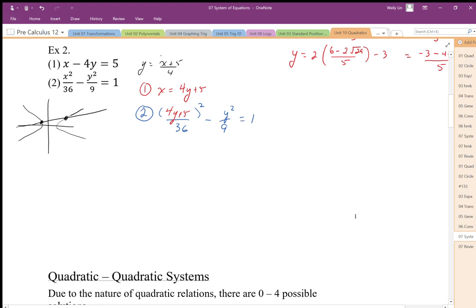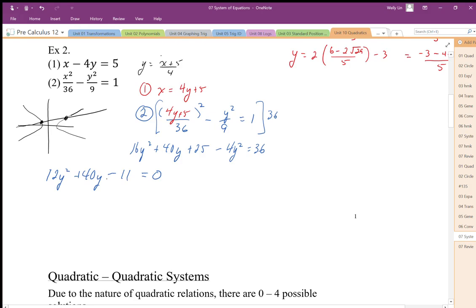So I want to get rid of these fractions, so I'm going to multiply everything through by 36 first. So I end up with 16y squared plus 40y plus 25 when I do the FOIL there, minus, if I multiply y squared over 9 by 36, I'm going to get 4y squared. That's equal to 36. So combining my like terms, I'm going to end up with 12y squared plus 40y, and then this becomes minus 11 equals 0.